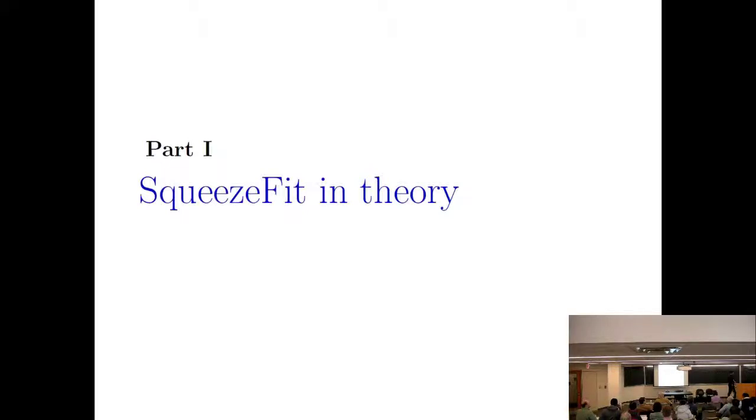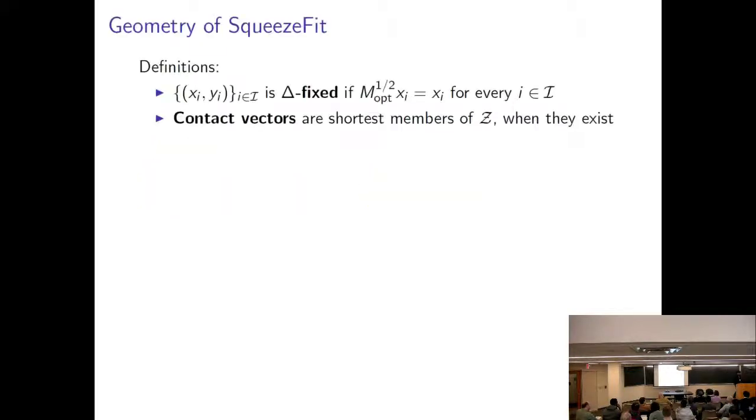No, I'll do 6. So there are 2 parts to the remainder of my talk: theory, and then practice. We'll start with theory. We say data is delta fixed if, when you run SqueezeFit, get M opt, and take a square root, that's kind of like that phi I was telling you about, and apply it to your data, the data doesn't move. So delta fixed. And then contact vectors are the shortest members of your difference set. These are the guys that are most easily confused.